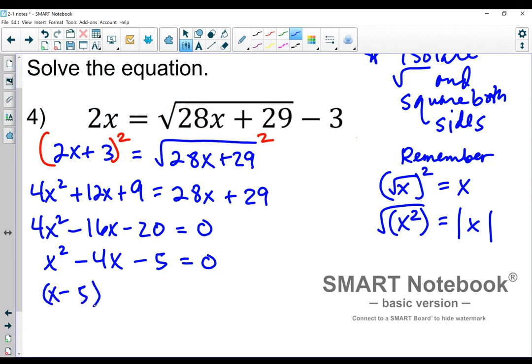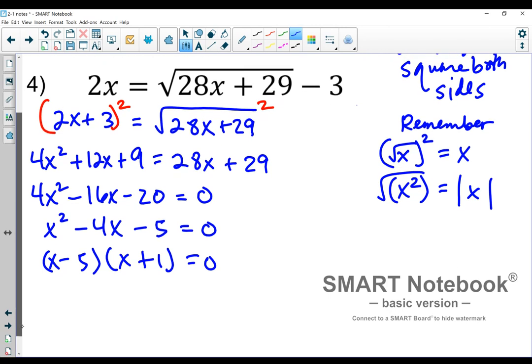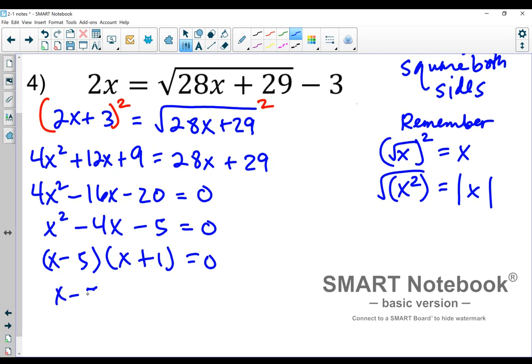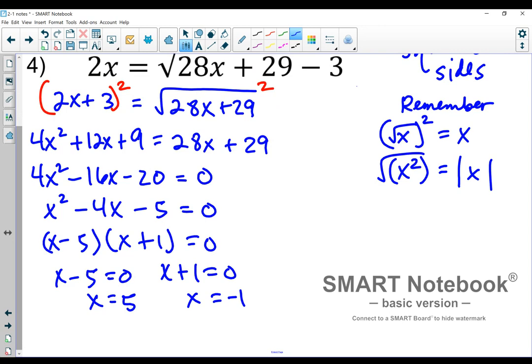So x minus 5 times x plus 1 equals 0. So I either have x minus 5 equals 0 or x plus 1 equals 0. This is exactly the way I expect your work to look. We're skipping a lot of steps compared to last year in Algebra 2, but I still need you to write these two equations separately and give answers.